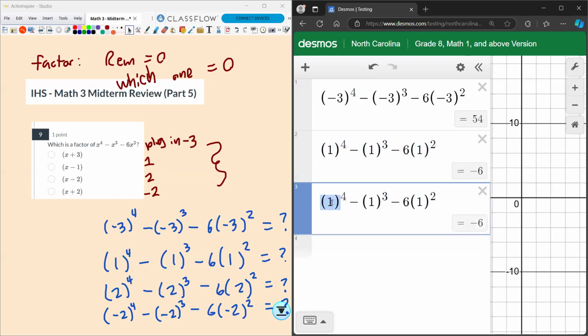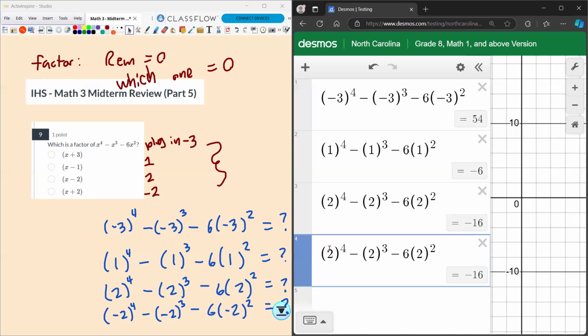So let's plug in 2. So x minus 2 gives you opposite of 2. That gives you -16. So it looks like -2. Let's make all those negative. And you end up getting 0 when you plug in -2. So that tells you x plus 2 is a factor. X plus 2 is a factor. So since x plus 2 is a factor, that's going to be your answer, since that gives you a remainder of 0.